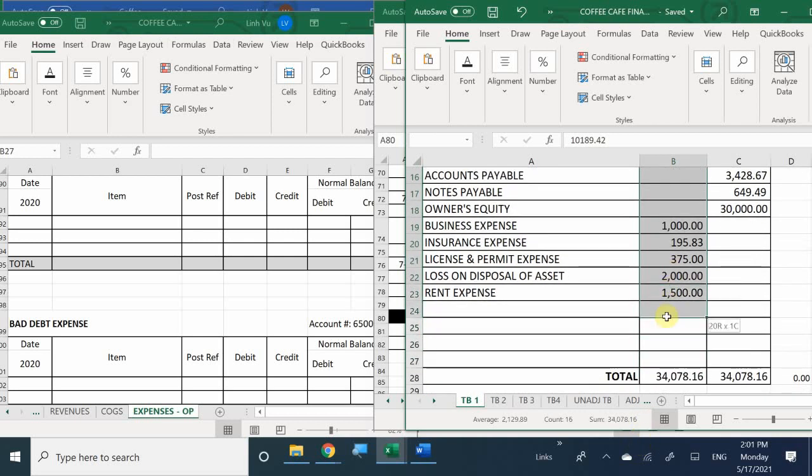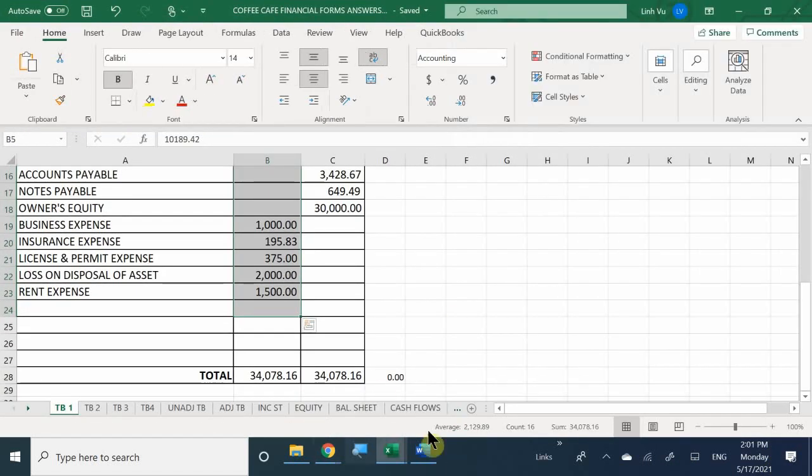Okay, hold on. Let me see. I have to extend my window open. So here, let's see what the bottom says. The answer is right there, 34,078.16, to your right. Yep, right there, your sum. Oh, got it. That's what I was looking for.